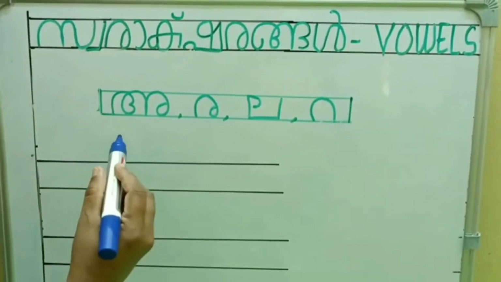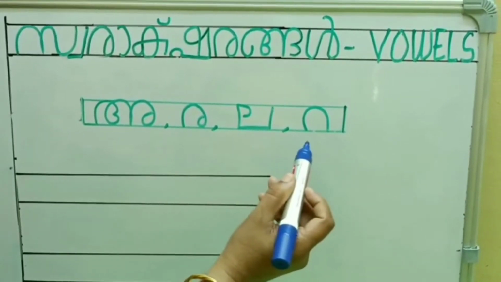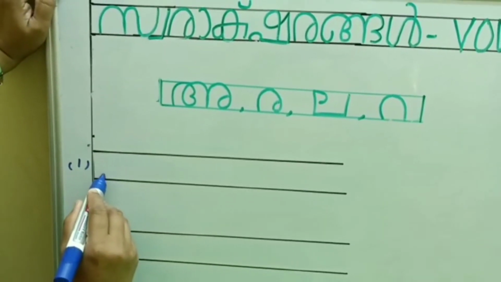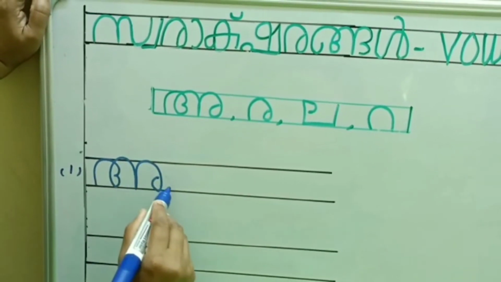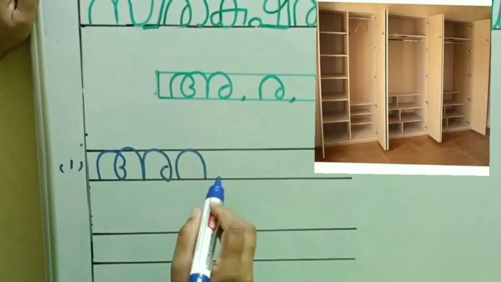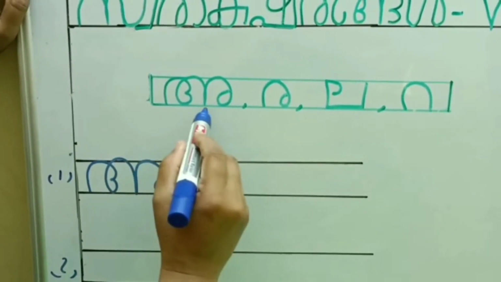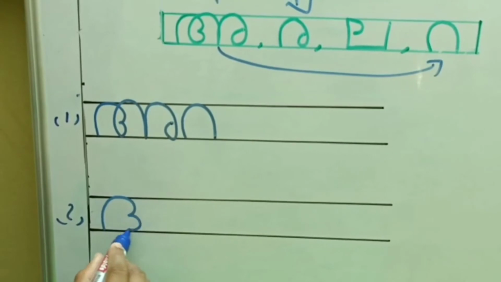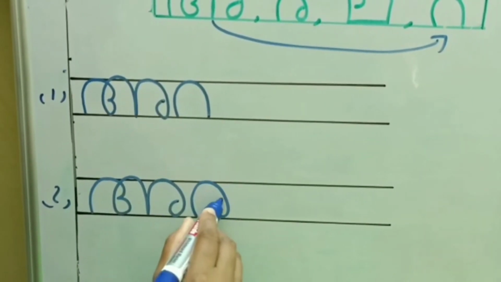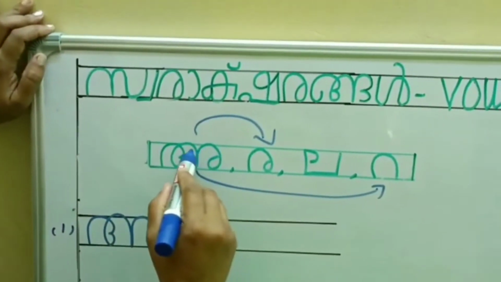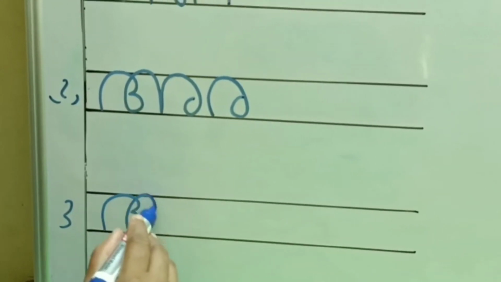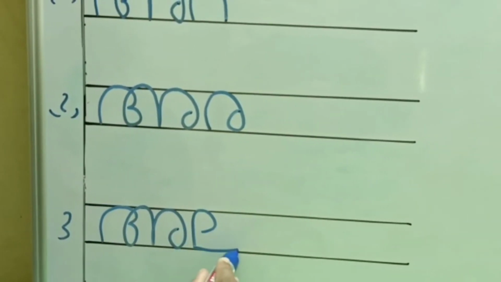Now, let us form some words using A and these alphabets. First word, A and Ra. Ara. Ara means shelves in a cupboard. Second word, A and Ra. Ara. Ara means half. Third word, A and La. Ala means waves.